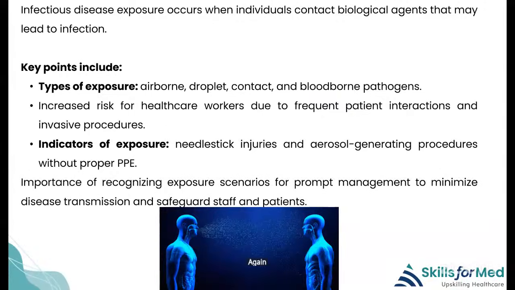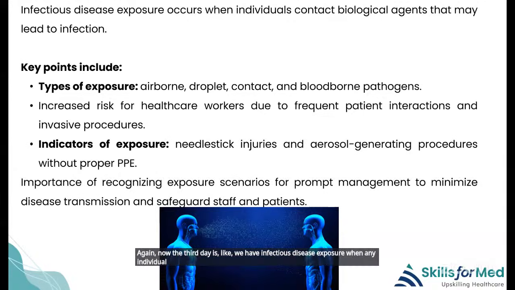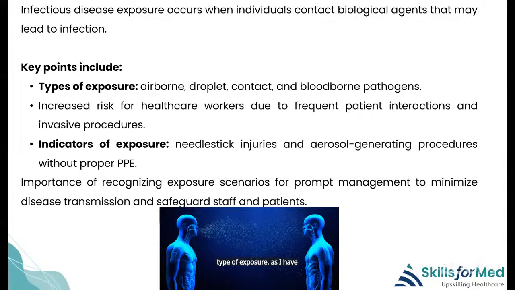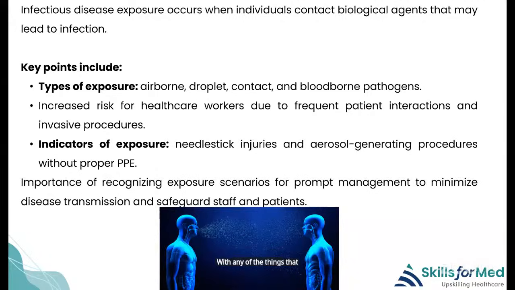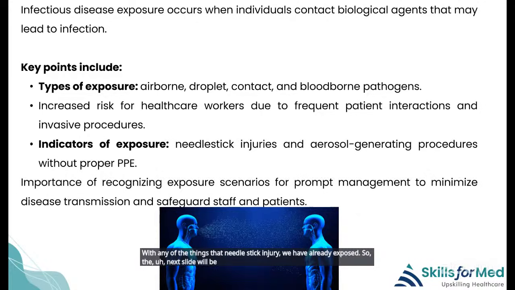Again, the third is infectious disease exposure, when any individual comes in contact with biological material and that may lead to exposure. The type of exposure, as I have told you, can be airborne, droplet, contact, or bloodborne pathogens. The indicator is contaminated material, like the needle stick injury we have already discussed. The next slide will be a repetition, but I will focus mainly on barrier nursing precautions, negative and positive pressure, and the donning and doffing part.